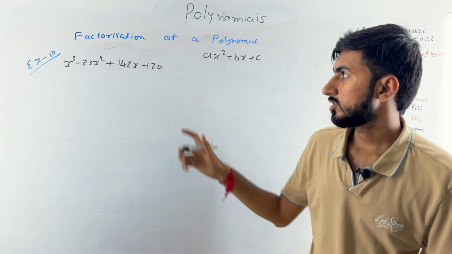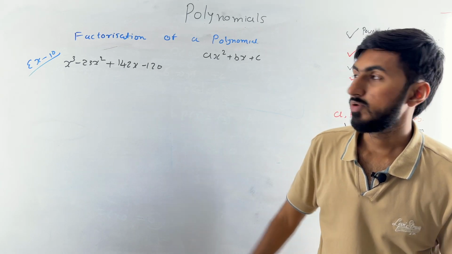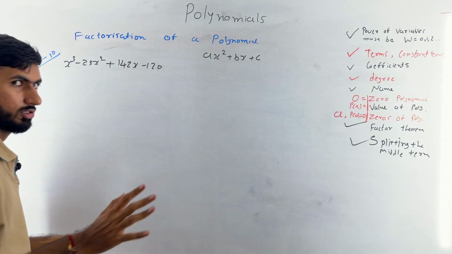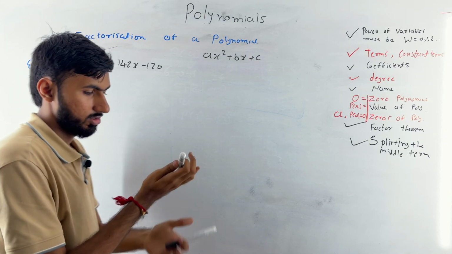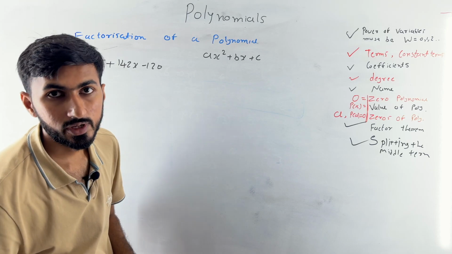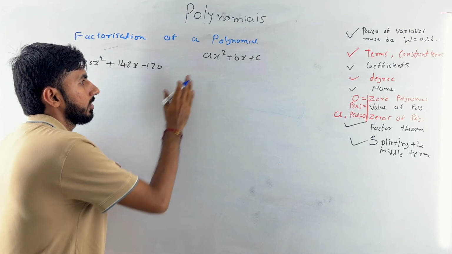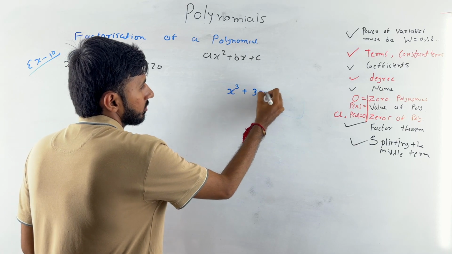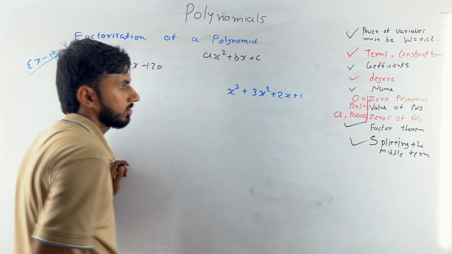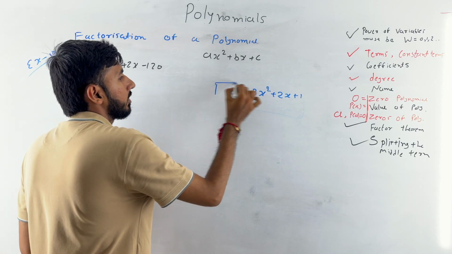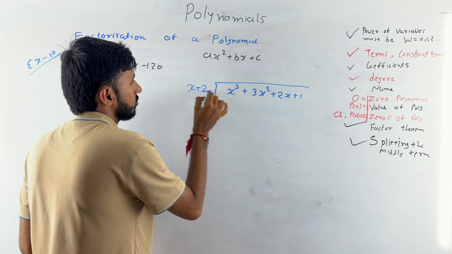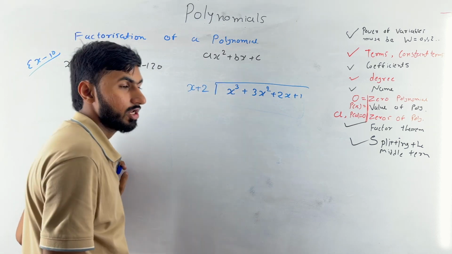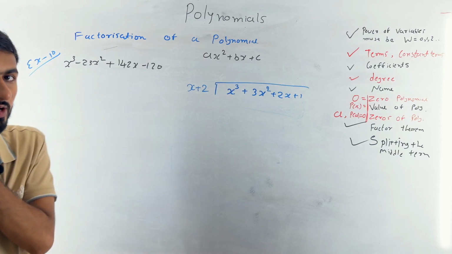So now how to factorize cubic polynomials? Before going to that, let me tell you a simple trick to do the long division method in very easy terms, right? Let's say you have x cube plus 3x square plus 2x plus 1. Now if you want to divide it by x plus 2, what will be your answer? What will be your quotient? Here I have not asked you the remainder, I have asked you the quotient.